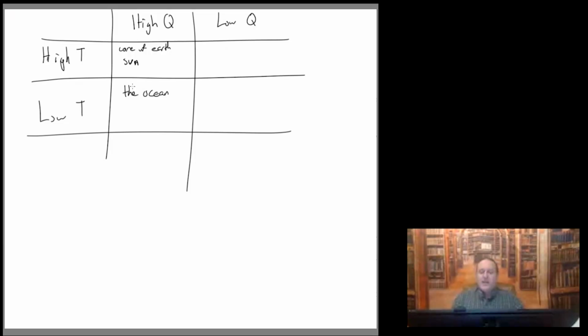How about something that has a high temperature? It's hot, but it doesn't have a lot of heat. Does anyone have an idea what could be hot? If we measure it with a thermometer, it will come out as high temperature, but not enough heat to even maybe melt a single ice cube. Killian? Maybe like the drill bit. Okay, yeah, that's a good example.